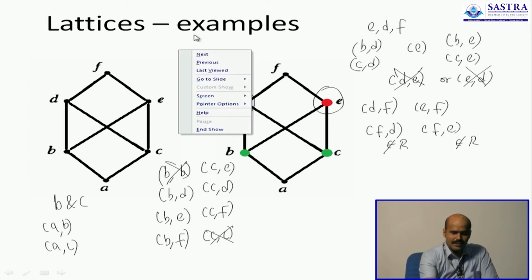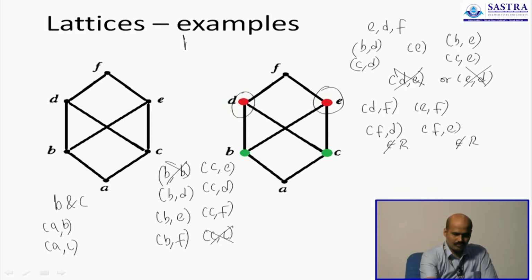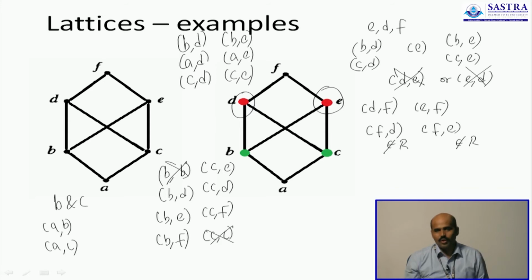You have BD, you have AD, and you have CD. Similarly, you have BE, you have AE, you have CE. These are all lower bounds. So one of them may in fact get the extra status as the greatest lower bound.